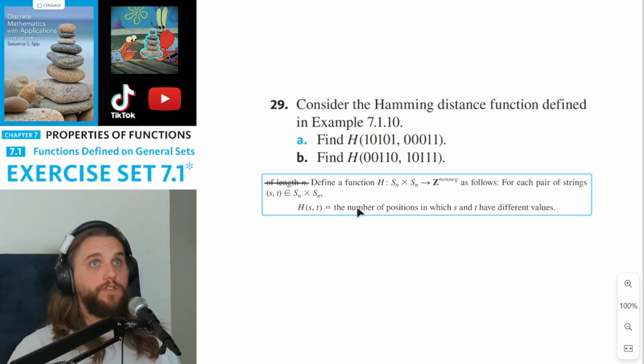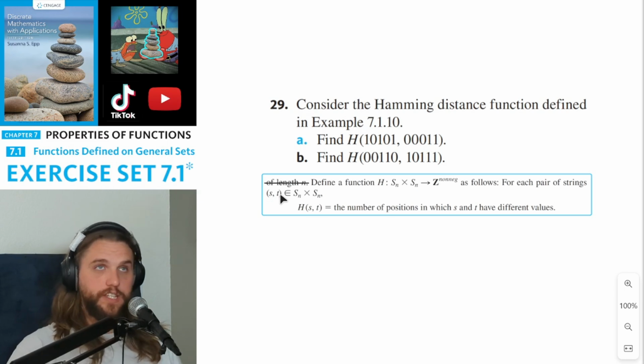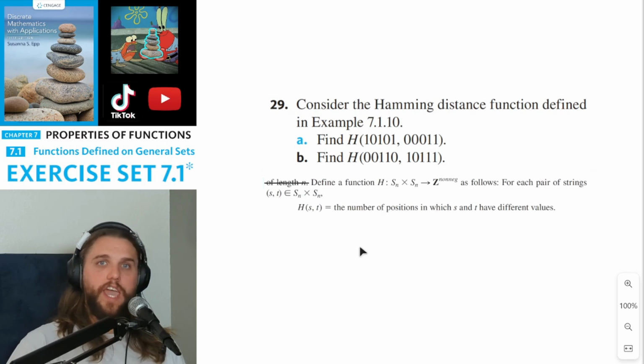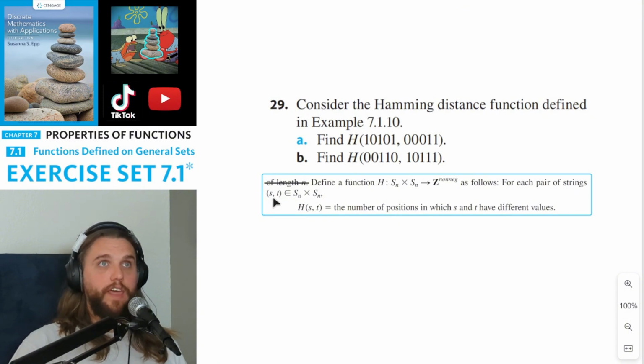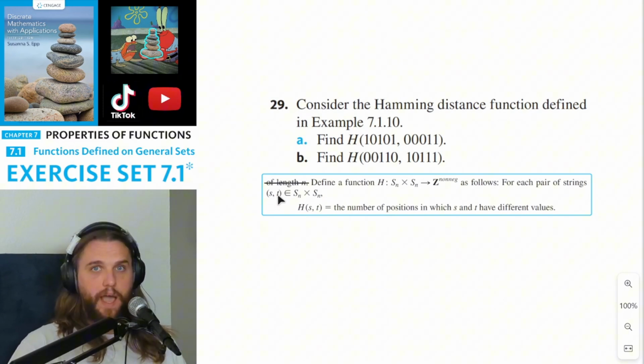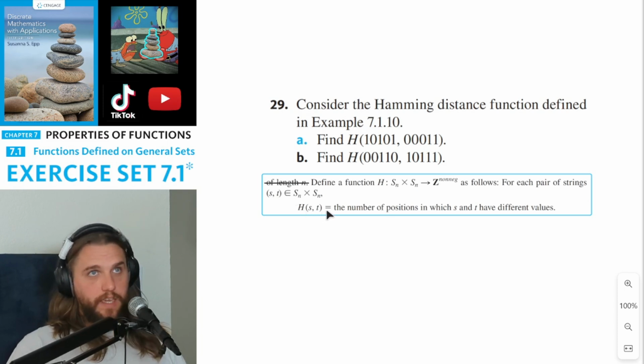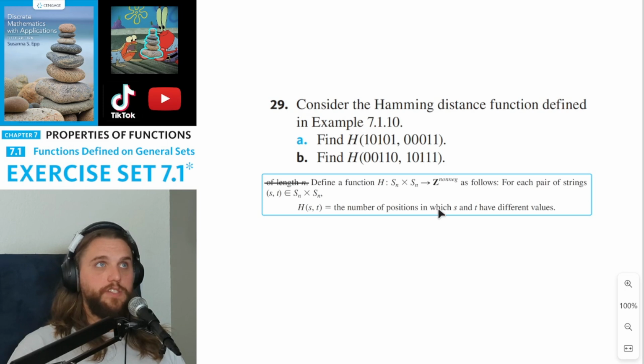For each pair of strings s, t, where s and t are strings in this case, which are elements of S_n cross S_n, this is just saying that this is an ordered pair where the first element is a binary string of length n and t is also a binary string of length n. Then h of s, t equals the number of positions in which s and t have different values.